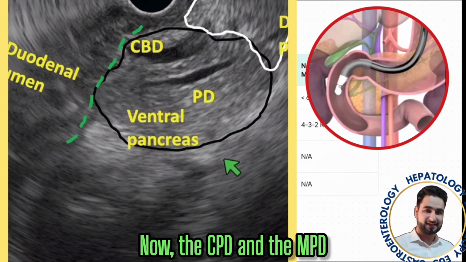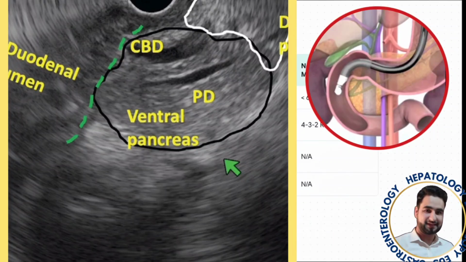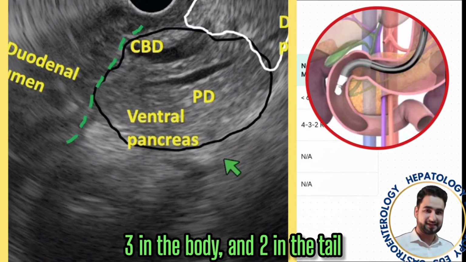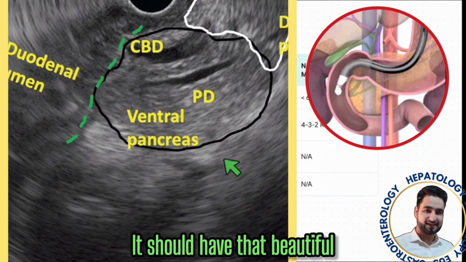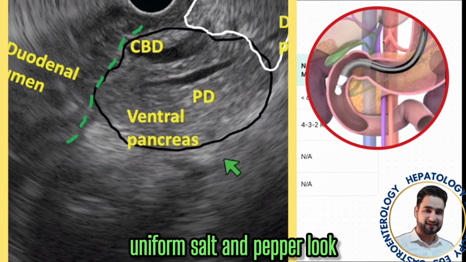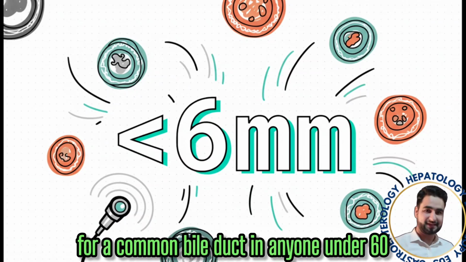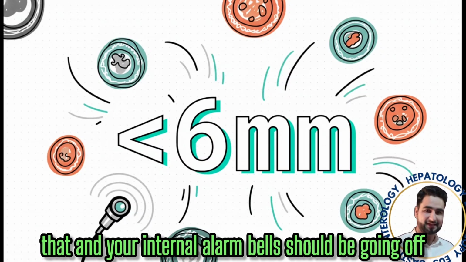Now, the CBD and the MPD, they should be anechoic, which just means they look black because they're filled with fluid. But what's really cool on this slide is the 4-3-2 rule for the pancreatic duct. This is such a key pearl. The duct should be no more than 4 millimeters in the head, 3 in the body, and 2 in the tail. It's a super quick way to spot if something's wrong. And the pancreas itself, it should have that beautiful, uniform salt and pepper look. And here's a number I need you to just lock into your memory: less than 6 millimeters. That is the absolute upper limit of normal for a common bile duct in anyone under 60. You see anything bigger than that, and your internal alarm bells should be going off.